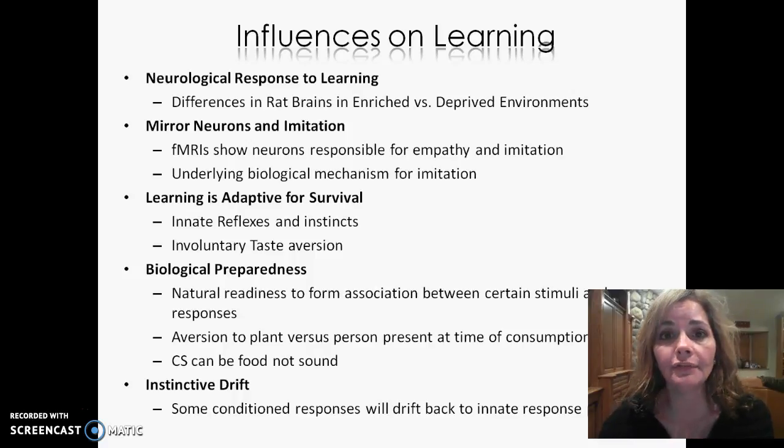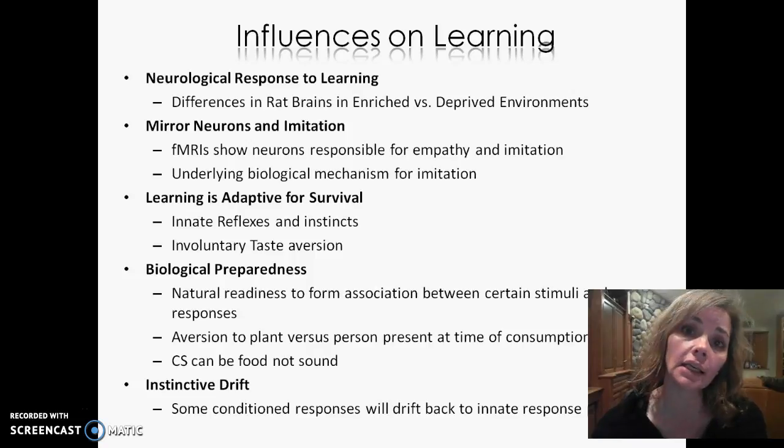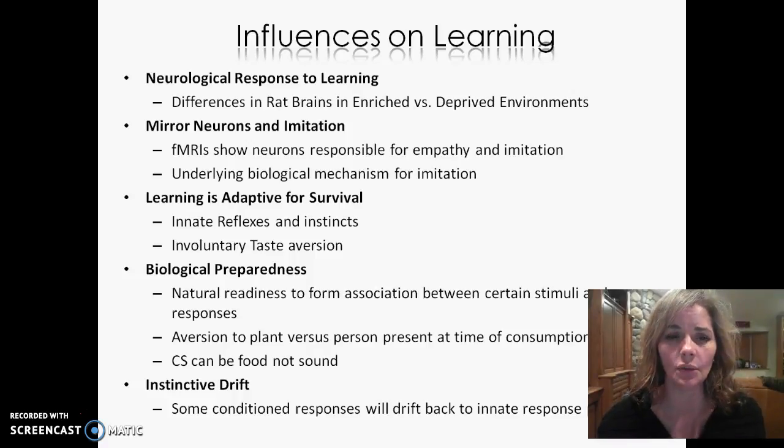We have reflexes and instincts that contribute to our survival, like sucking. We don't have to be taught how to suck. It's innate. And when we talked about classical conditioning and what's that natural pairing, well, we're built to be predisposed to certain responses based on certain stimuli.